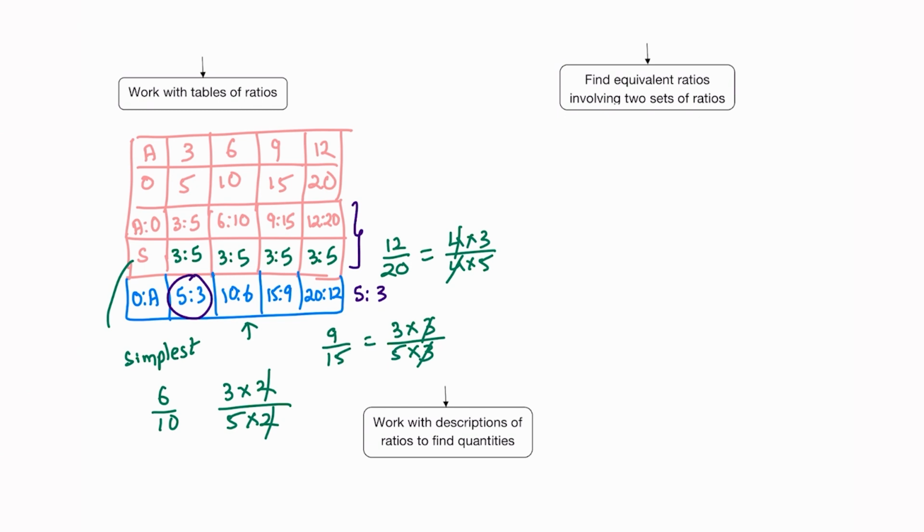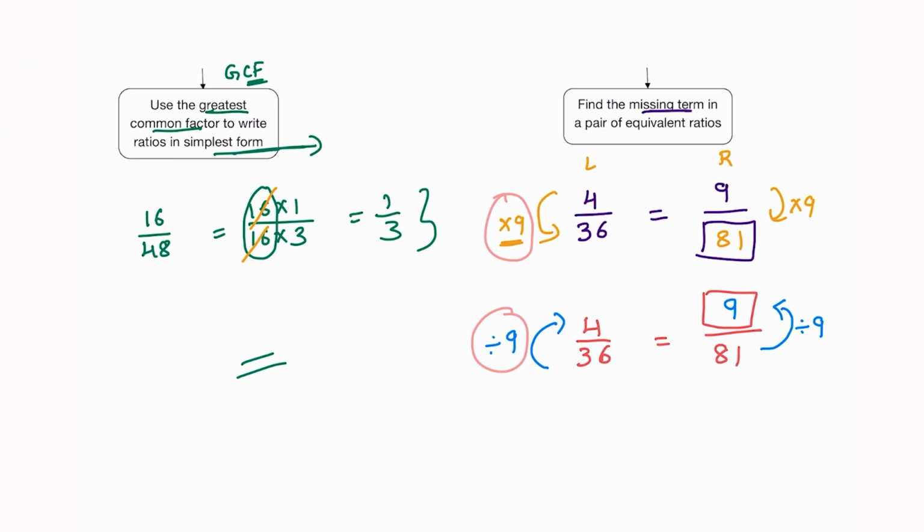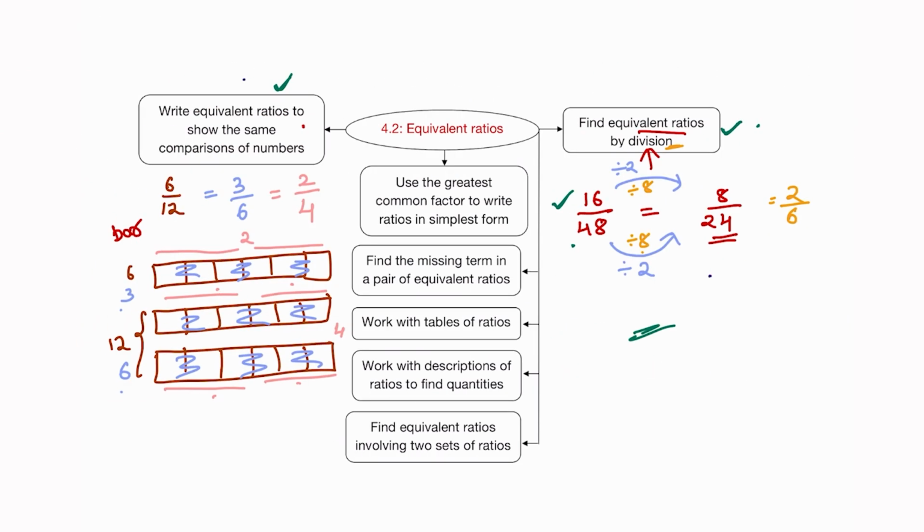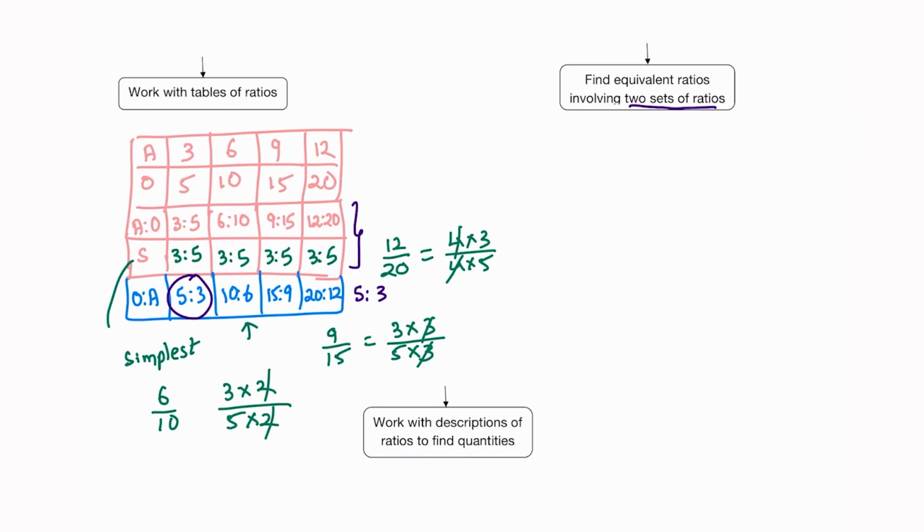Find equivalent ratios involving two sets of ratios. This one, two sets of ratios, not one. Okay, now here we were finding equivalent ratios by division or by bar model, but we had only one pair, but here it says two sets of ratios. So let's understand that. For example, we have A over B equals 3 upon 4 and B over C equals 8 upon 11. And we want A as to B as to C. How do we do that? Now here, which one is common? B and B. But is it the same? No, here it's 4 and here it's 8.